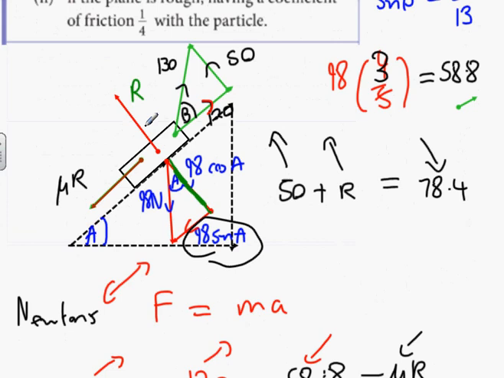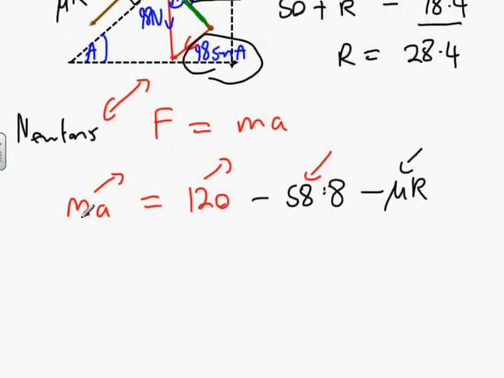Okay. Everybody understand what goes up equals what goes down. The tension in the string is pulling upwards at 50, perpendicular to the plane. The weight of the object is driving it down at 98 cos A, which we learned now is 78.4. Okay, and that's it. Find the R value. The R value is going to be 28.4. Everybody happy with that?